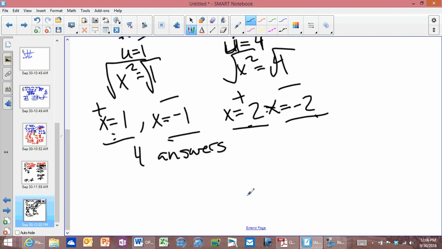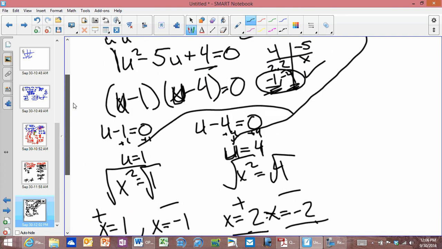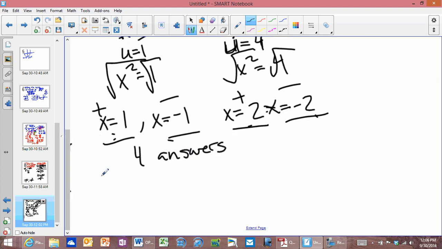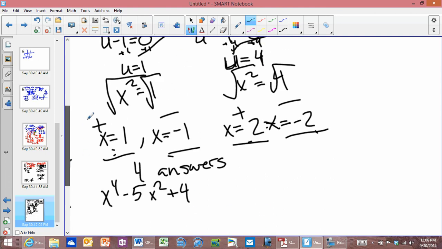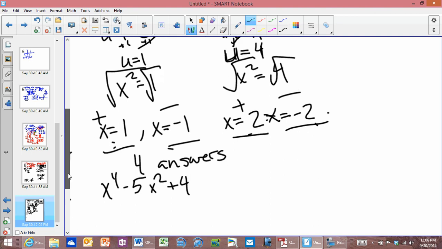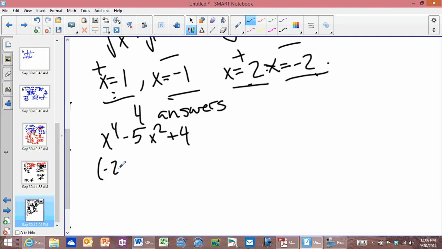You also should probably go in and check your answers, especially if you have any of the weird square root ones. Up here, I have x to the fourth minus 5x squared plus 4. So I'll use -2 because it's about the grossest looking one. I'll have -2 to the fourth minus 5 times -2 squared plus 4. And remember that it was equal to 0. I forgot to write that down.